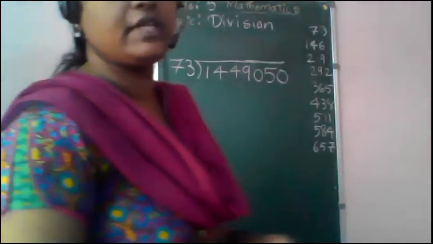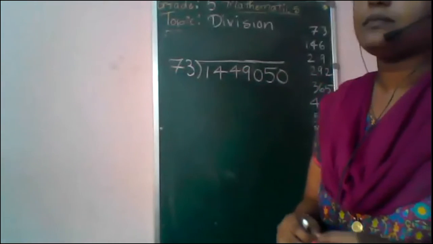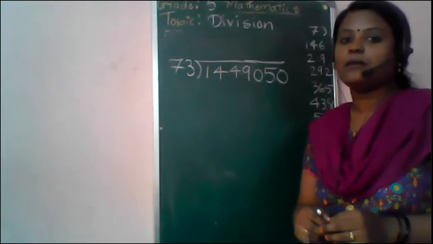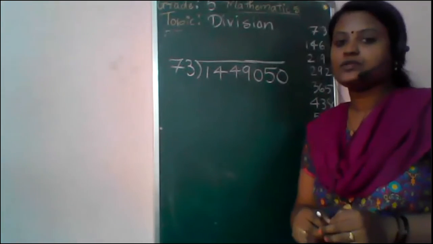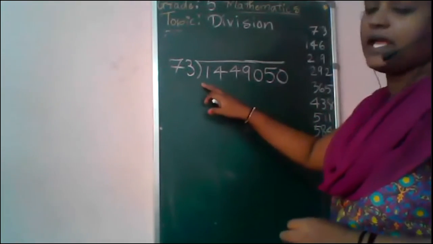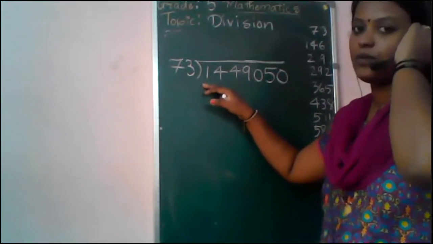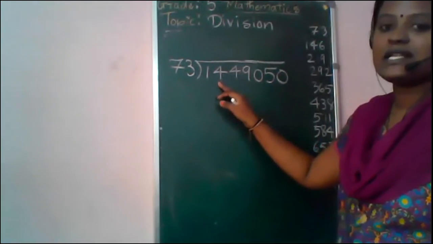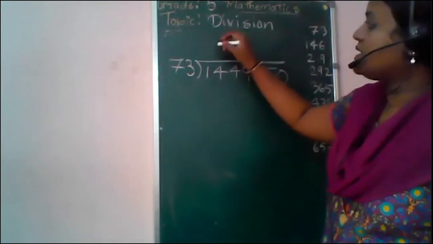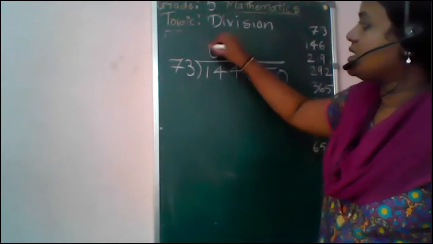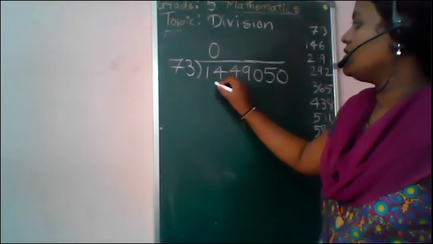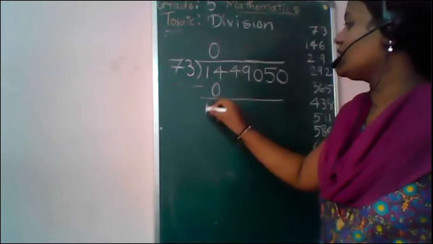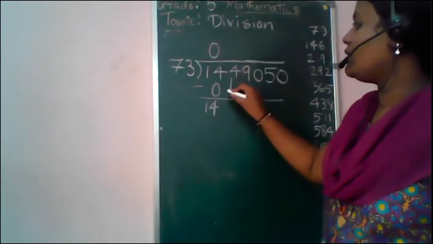Now here we need to divide the number 14,49,050 by 73. So first let us see the comparison. Of course we shall not take 1, we will take the 2-digit number 14. As 14 is less, we will take 73 zeros are 0 and subtract. We have the remainder as 14. Bring down the next digit.